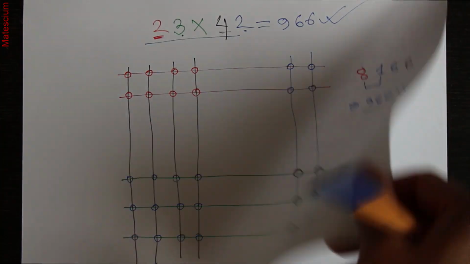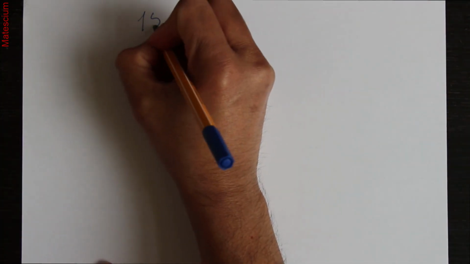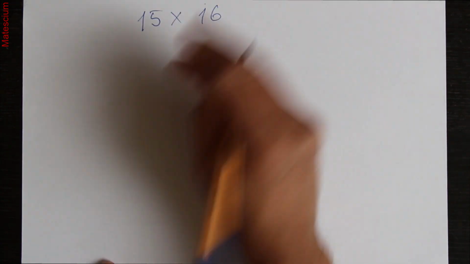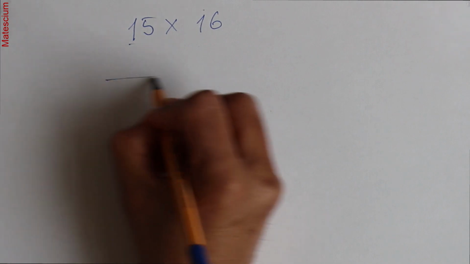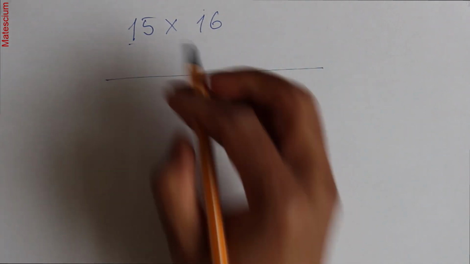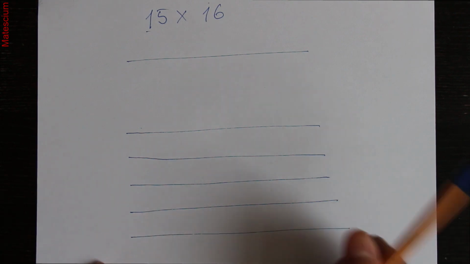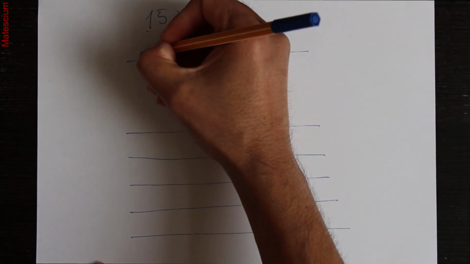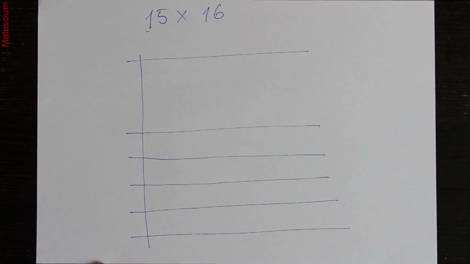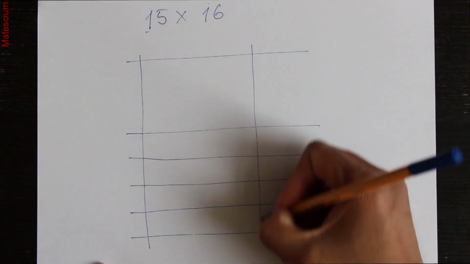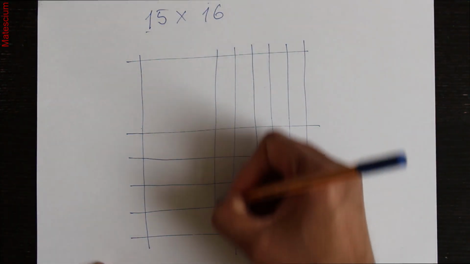Now let's make another example. Let's say 2 digits, 15 times 16. In this case, I think you are used to it, so I am using a single color. 1 means 1 line here. And then 5 means 5 lines here. This 1 means draw 1 line here exactly. This 6 means 1 and then let's say 6.